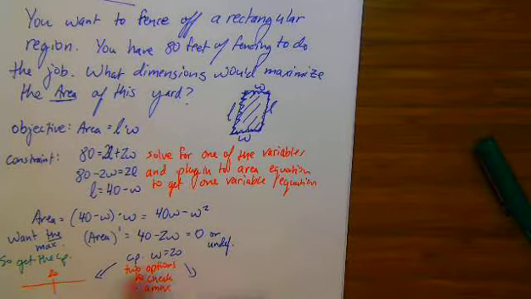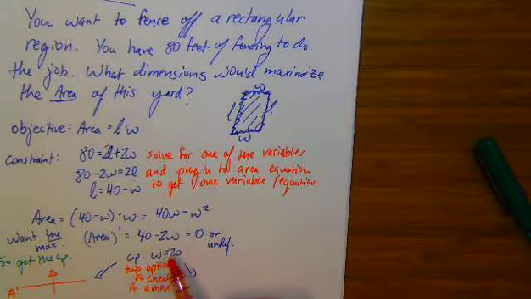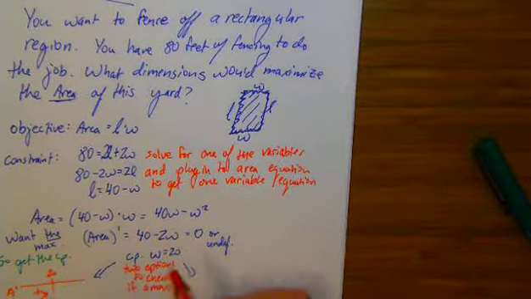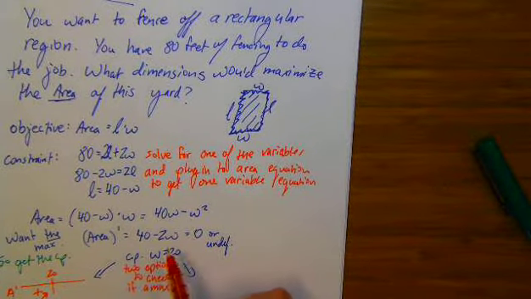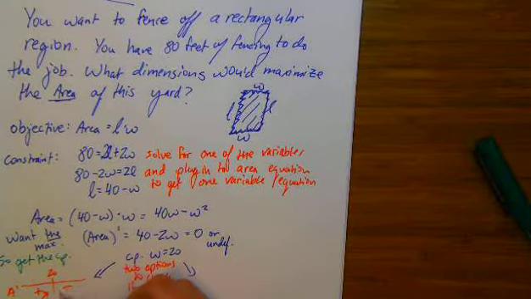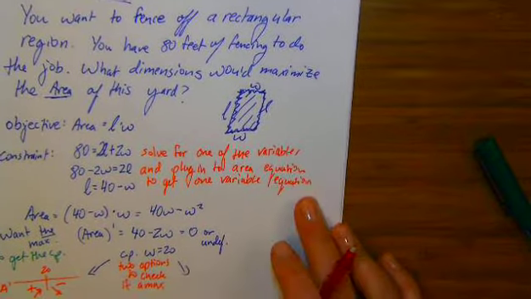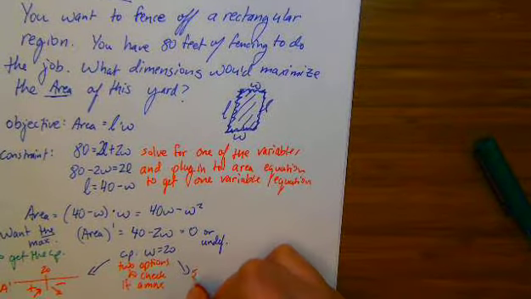What is the derivative doing for any number smaller than 20 in terms of the sign? What's the number smaller than 20 we can check? 10. If you plug in 10, what will you get for the derivative? 20, a positive number. How about anything bigger than 20? 30. I'll get 40 minus 60. So what's the sign of the derivative? Negative. So it's the max, okay?